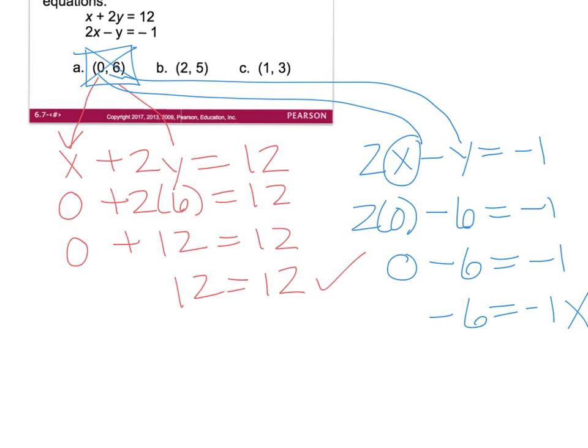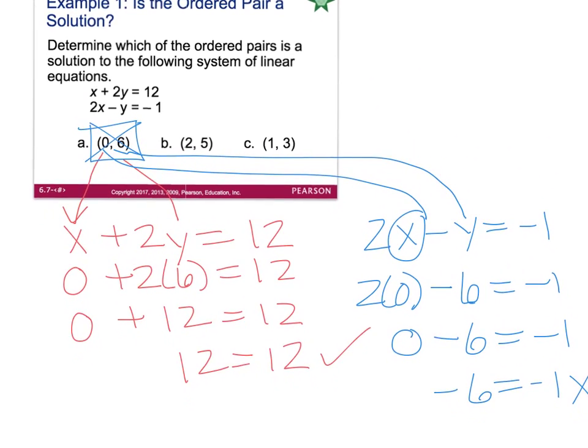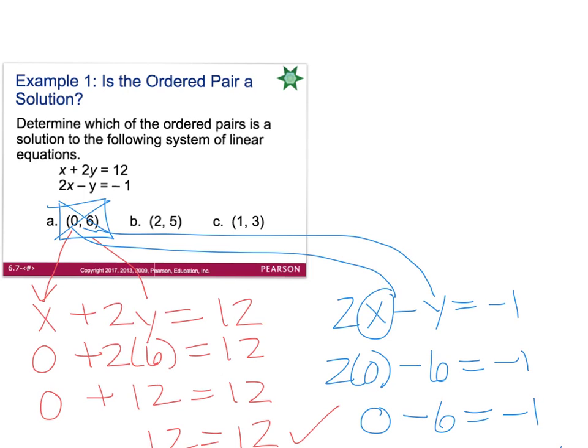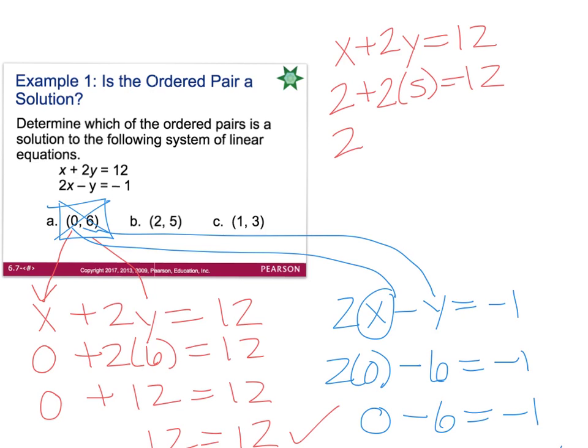Let's try our next point. Our next point is 2, 5. So again, we're going to try it in our first equation. x plus 2y equals 12. We'll put the 2 in for the x and the 5 in for the y. And it does work for the first equation. We get a true statement. And then we'll try it in the second equation.